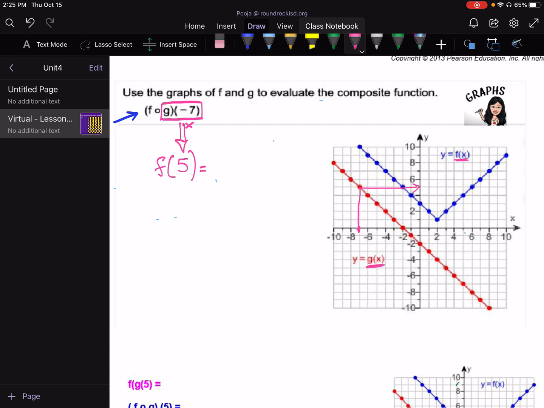Now I need to find f of 5. So I go to 5 and go towards the f function, which is the blue one, to get the corresponding value of 5 there, which is 4. So the final answer is 4.